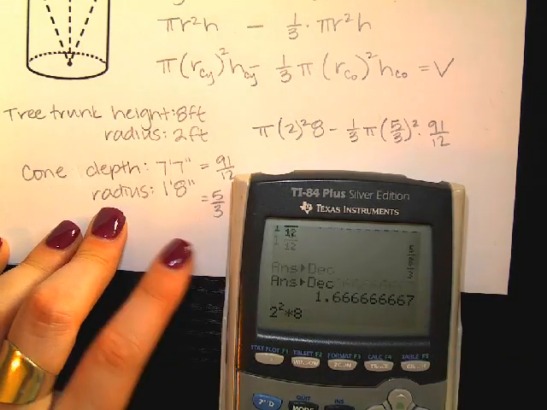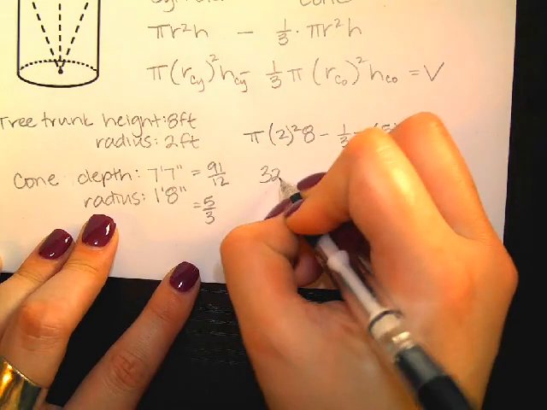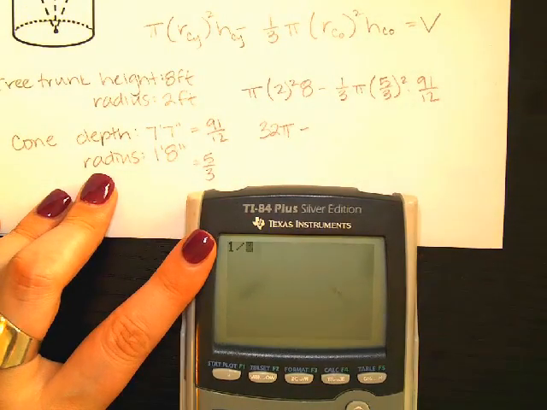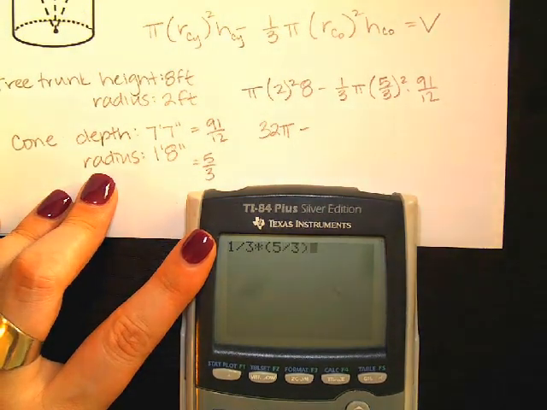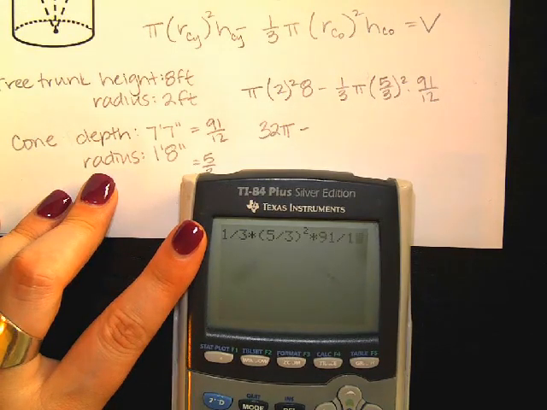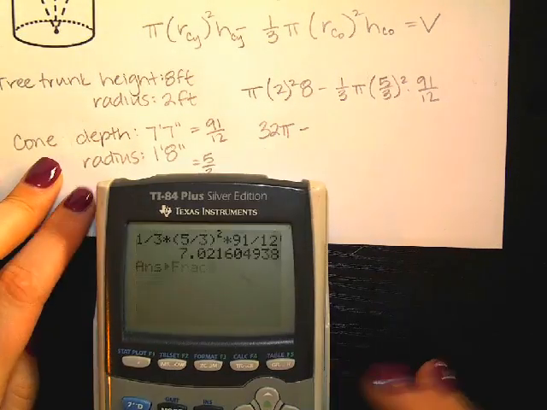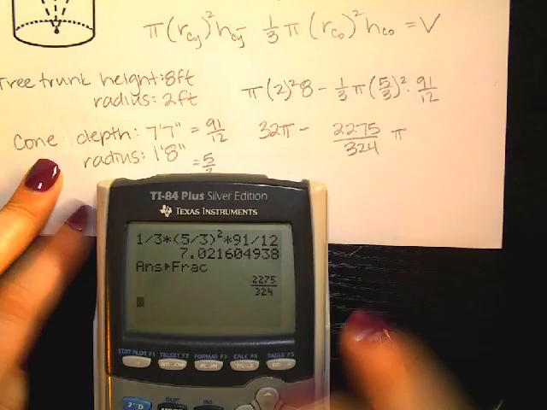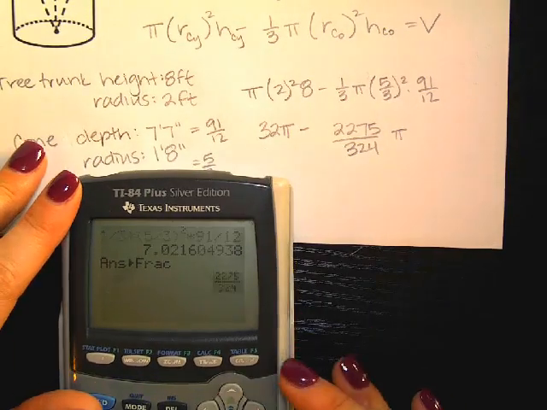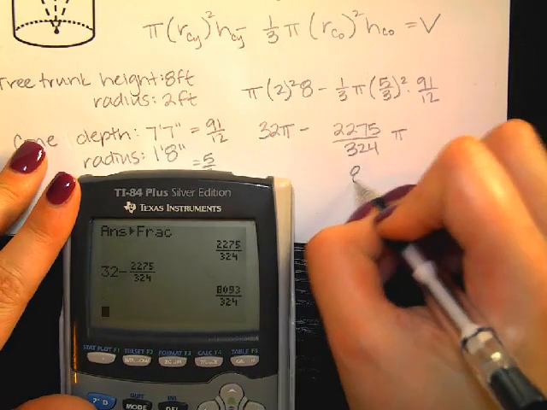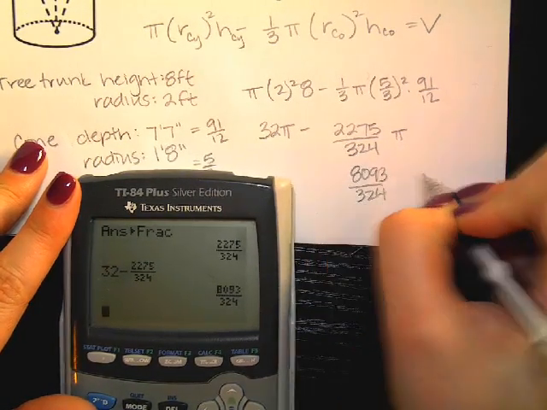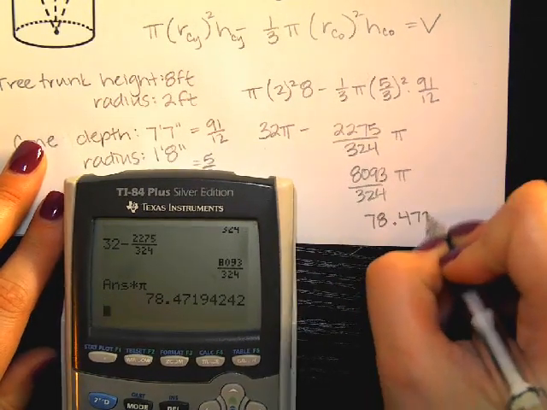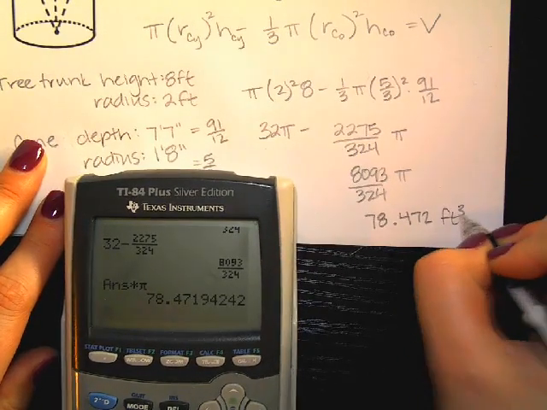2 squared times 8. So I'm not typing in the pi because I want to make it easier to add these together, and that's easier when I don't have decimals to mess with. So 1/3 times 5/3 squared times 91/12. So 78.472, again, we've got cubic feet.